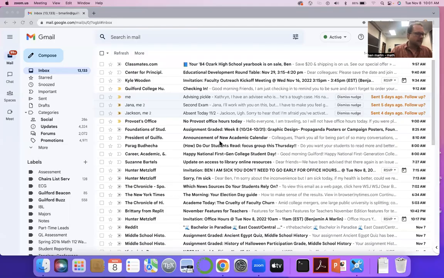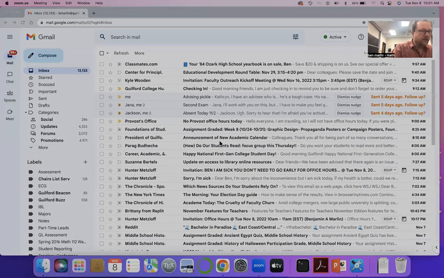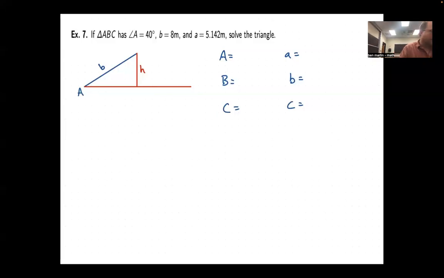All right, I'm going to share screen, and then screen mirror. All right, you should be seeing the iPad at this point.